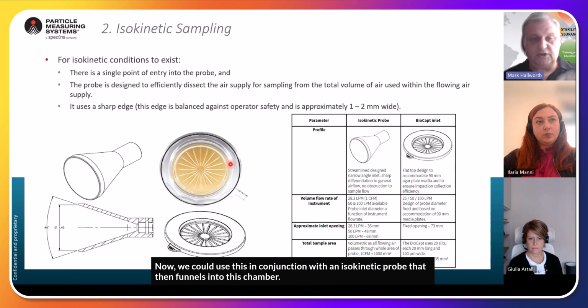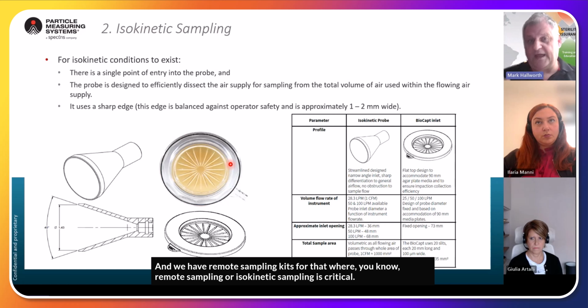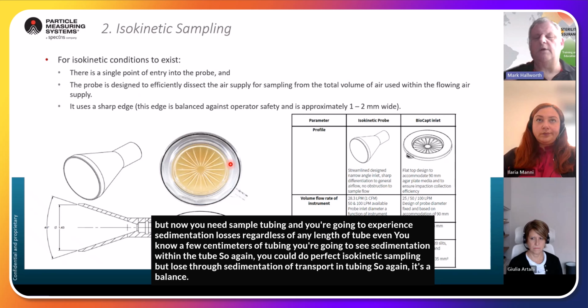Now we could use this in conjunction with an isokinetic probe that then funnels into this chamber. And we have remote sampling kits for that, where remote sampling or isokinetic sampling is critical, but now you need sample tubing, and you're going to experience sedimentation losses regardless of any length of tube. Even a few centimeters of tubing, you're going to see sedimentation within the tube. So again, you could do perfect isokinetic sampling, but lose through sedimentation or transport in tubing. So again, it's a balance.